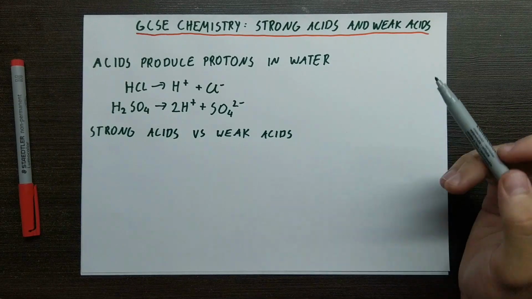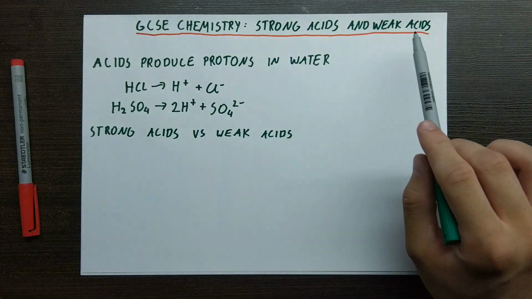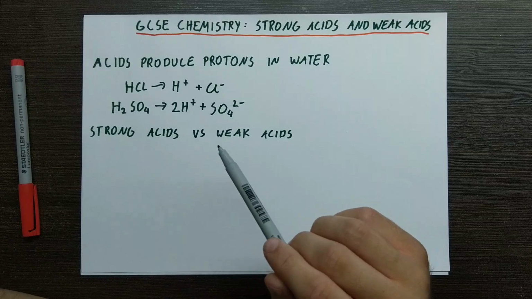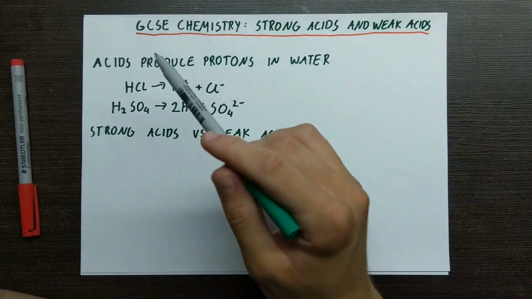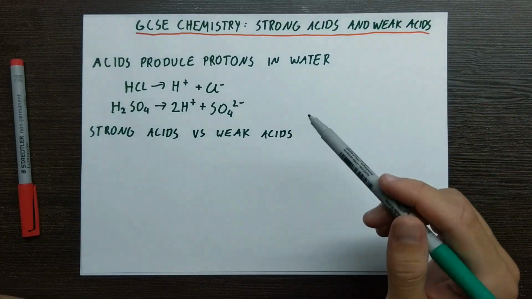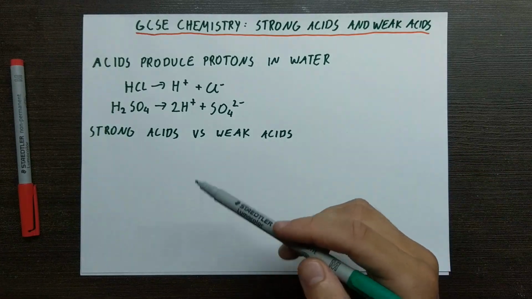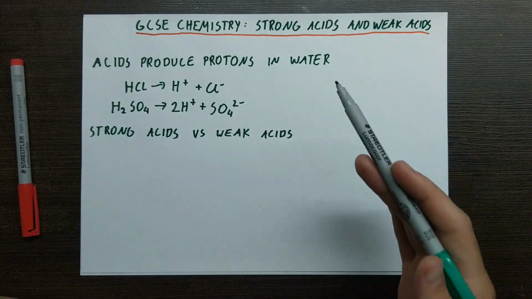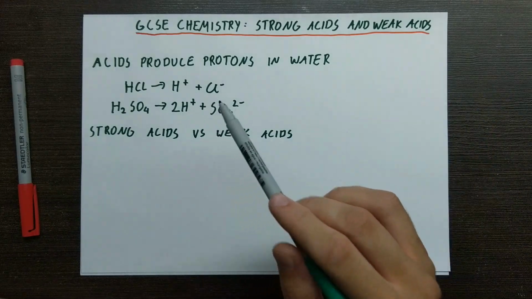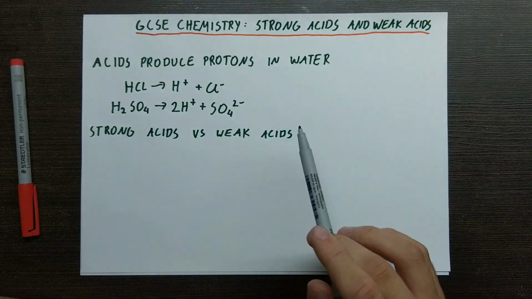Today we will do some chemistry and cover strong acids and weak acids for GCSE chemistry. I will explain what strong acids are, what weak acids are, and I will also help you understand the difference between the strength of an acid and the concentration of an acid, because those are two different things.